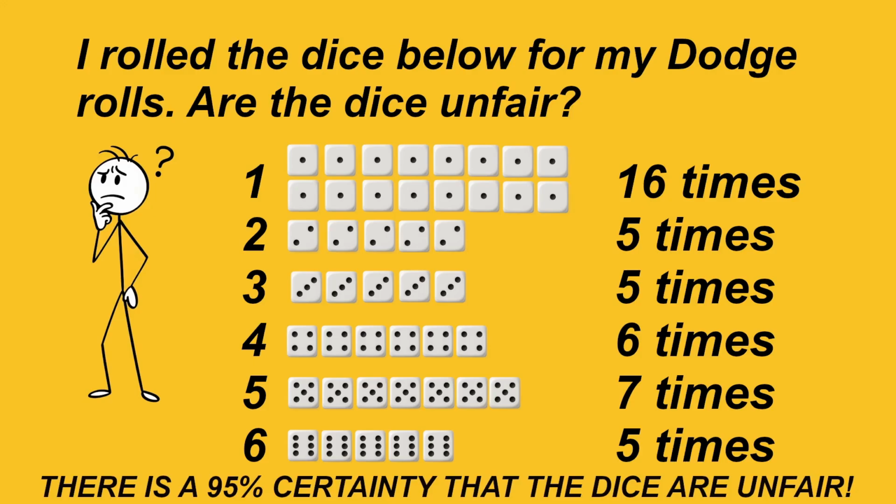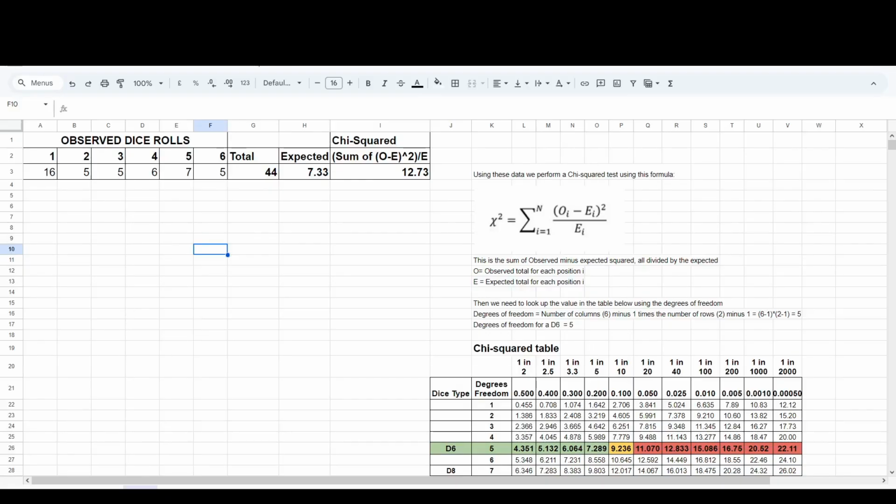But where do you go from here? Because this could actually happen by chance 1 in 20 times. The thing to do is to collect more data.